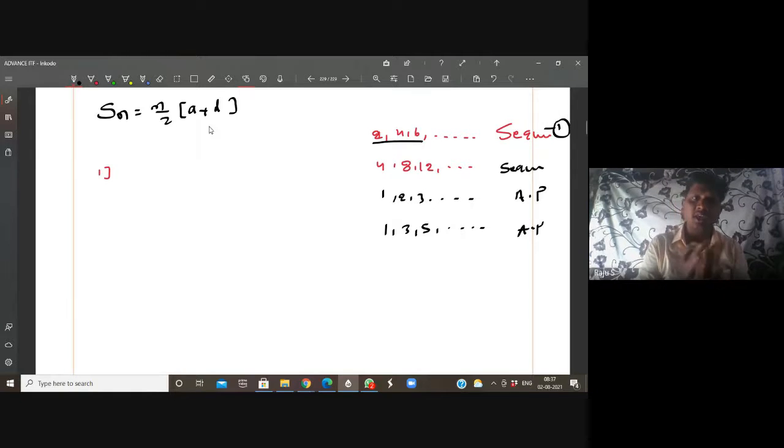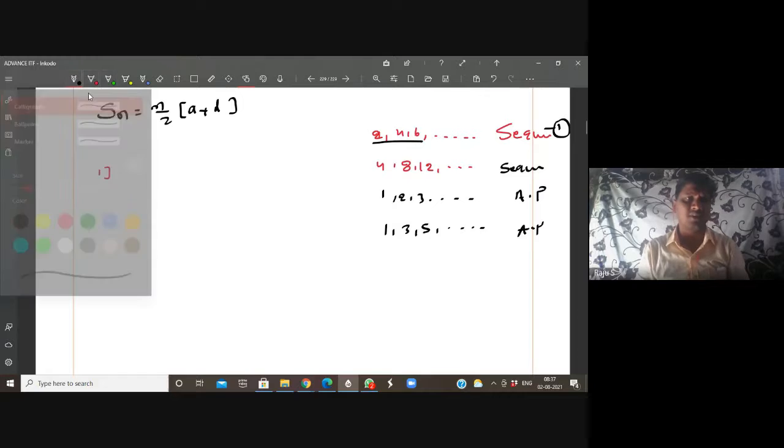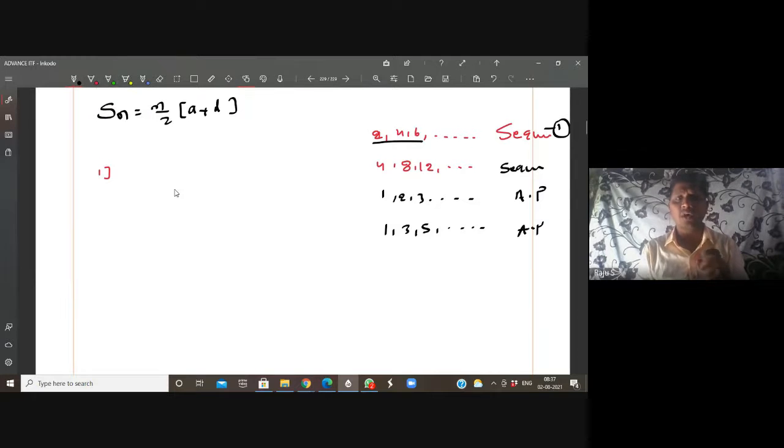So if each term of the AP is either increased or decreased or multiplied or divided by the same non-zero number, then the resulting sequence is also in AP. That is the first property, a common property. I hope that you know all these properties. Anyhow, we are just revising.